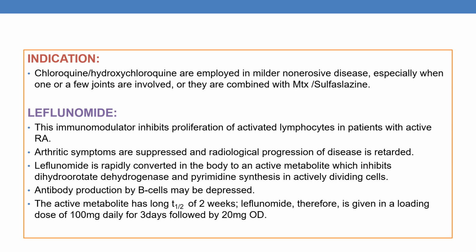The next drug is leflunomide. This immunomodulator inhibits the proliferation of activated lymphocytes in patients with active rheumatoid arthritis. Arthritic symptoms are suppressed and radiological progression of the disease is retarded. Leflunomide is rapidly converted in the body to an active metabolite which inhibits dihydroorotate dehydrogenase, and pyrimidine synthesis in actively dividing cells.